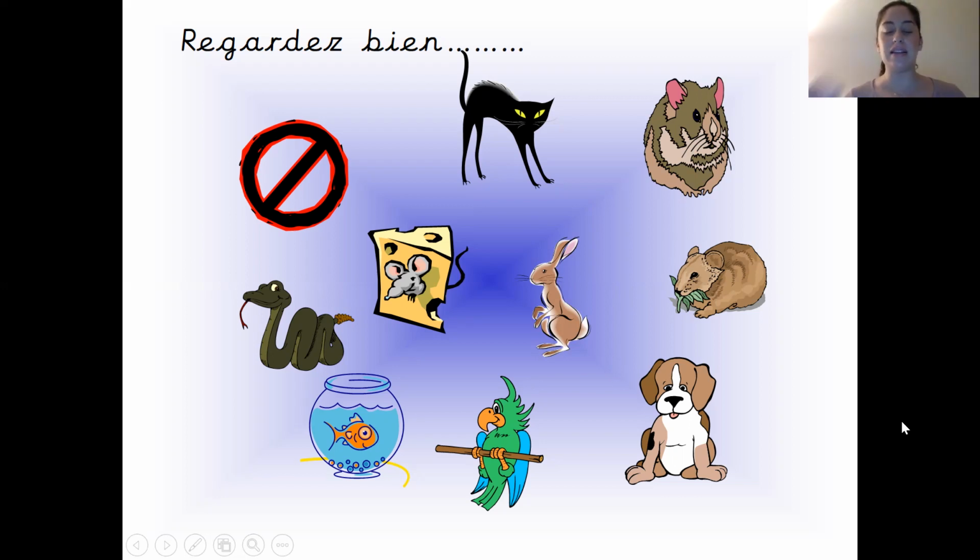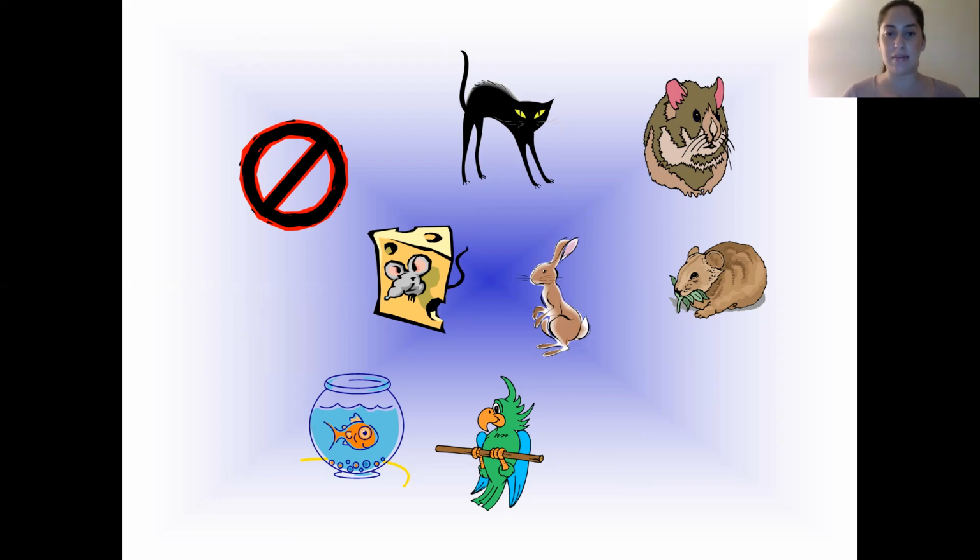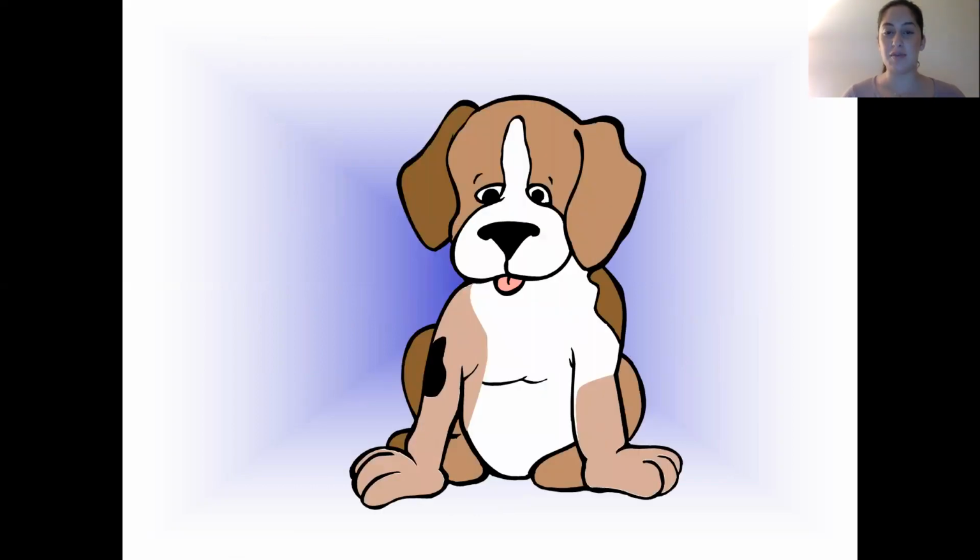Okay, now on the next slide, one of these animals would have gone missing. So carefully look at which animals we've got here to try and spot the one that's gone missing on the next one. Which animal has gone missing? Well done if you spotted that the dog went missing. Un chien. Your turn. Un chien.